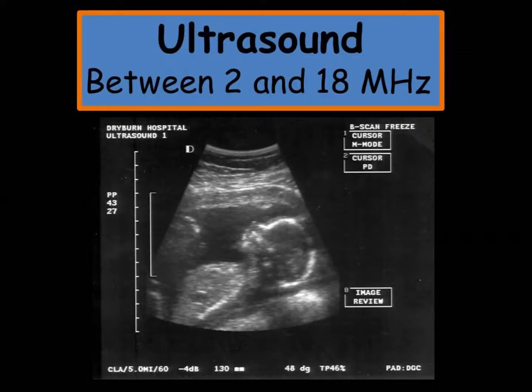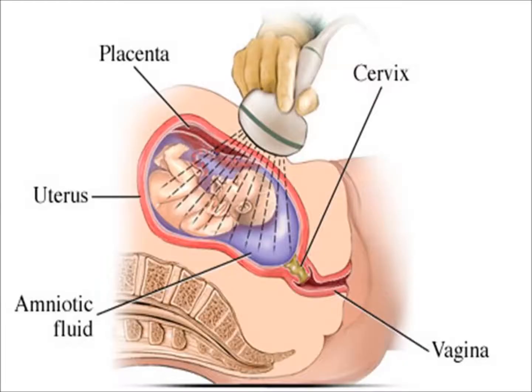This is the beginning of chapter 26, the chapter on sound. The next several slides are going to be on ultrasound. Ultrasound is a very, very high frequency sound, usually between 2 and 18 megahertz. That's between 2 times 10 to the 6th and 18 times 10 to the 6th hertz.